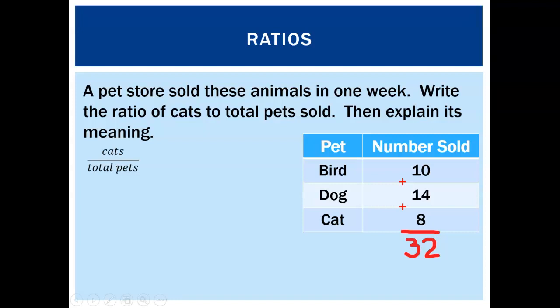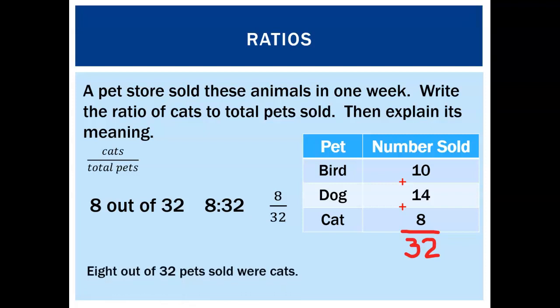We would write the ratio as 8 out of 32, or 8 to 32 would also be acceptable, 8:32, and 8/32. And again, there's no need to simplify. So our ratio tells us 8 out of 32 pets sold were cats. This concludes our lesson on ratios.